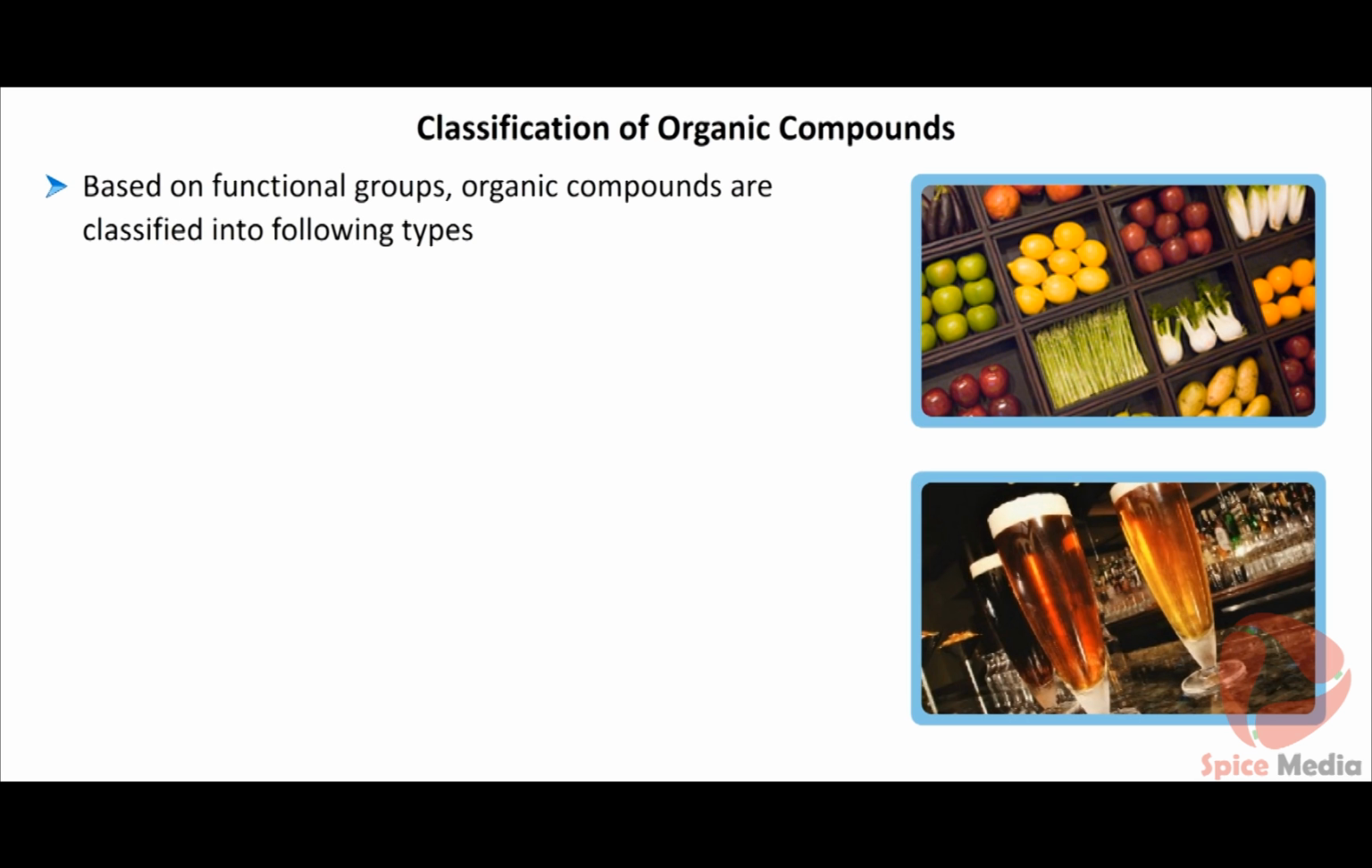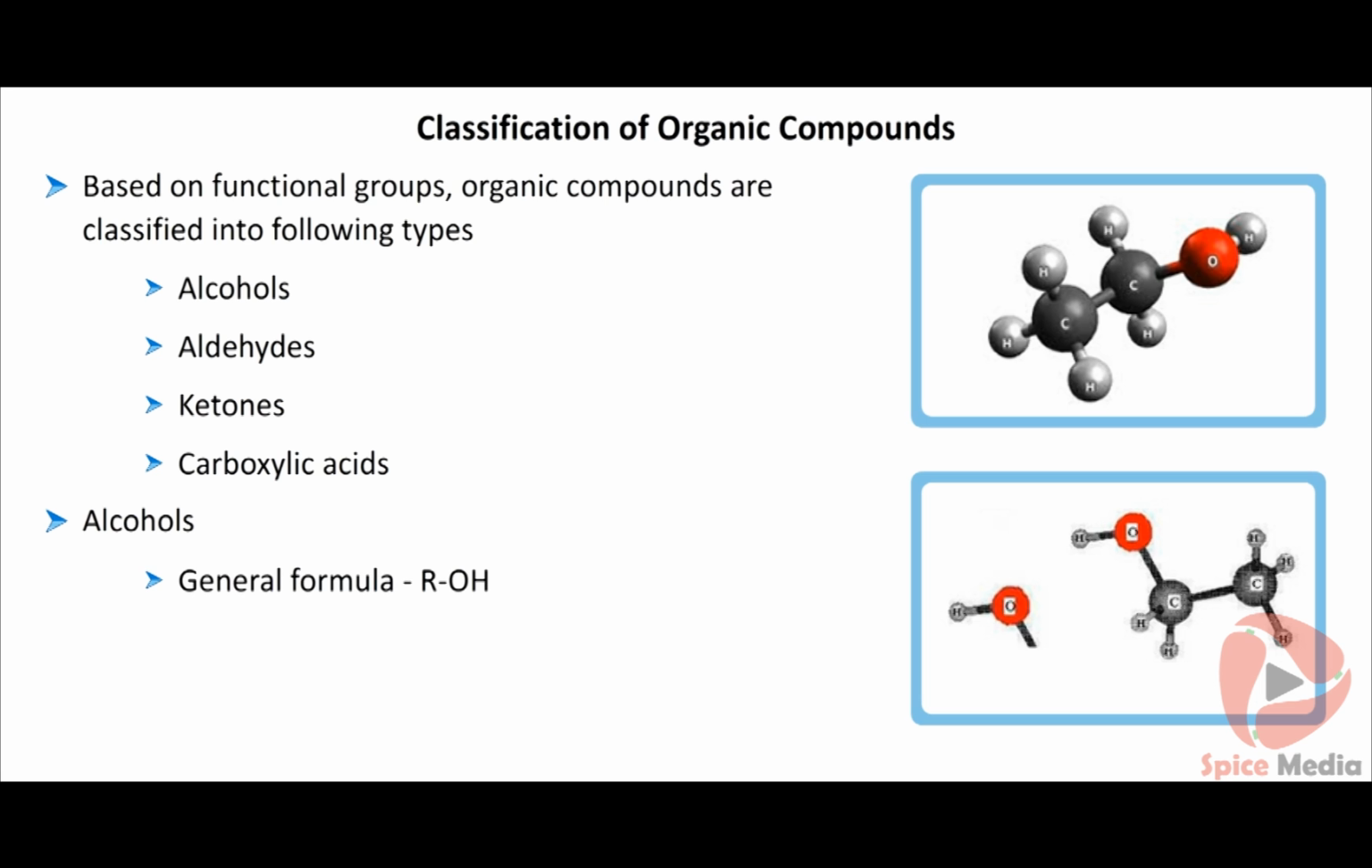Based on functional groups, organic compounds are classified into the following types: alcohols, aldehydes, ketones, carboxylic acids. Alcohols. The general formula of alcohol is ROH. Here R represents the alkyl group, OH represents the functional group. Therefore, alcohols are carbon compounds containing OH group attached to alkyl group.